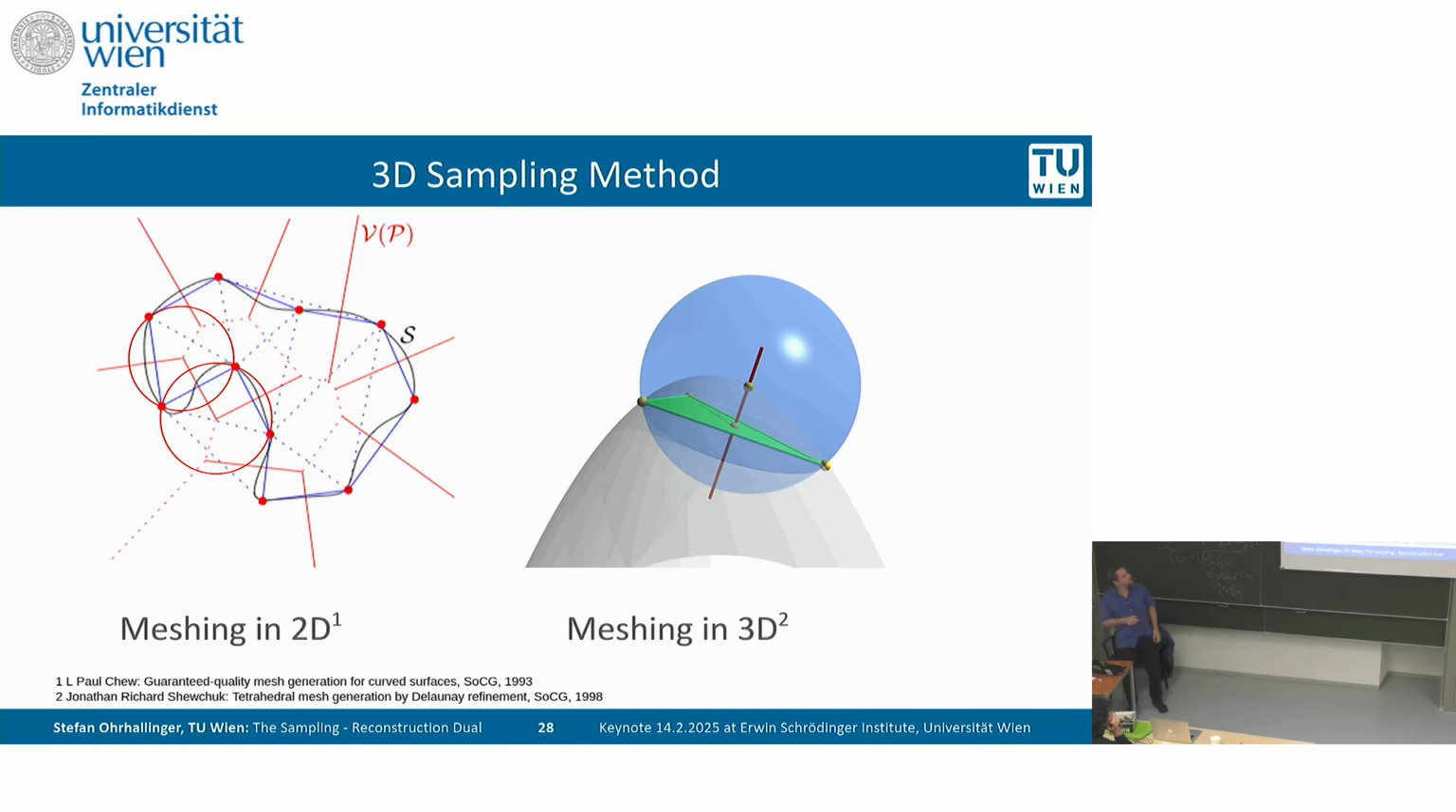In 3D, this actually looks like this. We have a triangle, the surface, we have the Voronoi edge which intersects, and here the surface. This is the point we would add.